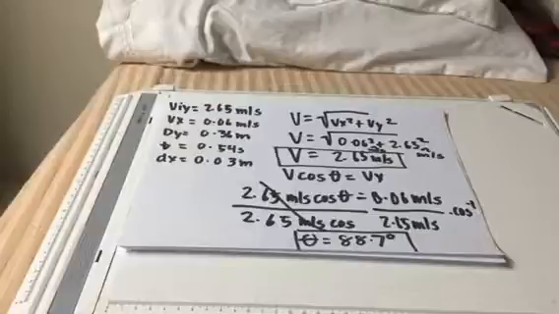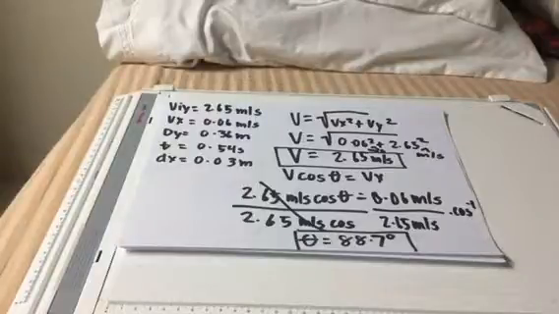Next, I compiled all the data we got up here for us to see what's happening. Since we have Vx and Vy, we can now calculate for velocity. The formula for velocity is the square root of Vx squared plus Vy squared. Plug in the values, and you end up with velocity equals 2.65 meters per second. Now, this is the tricky part.